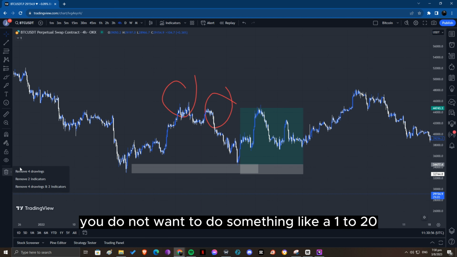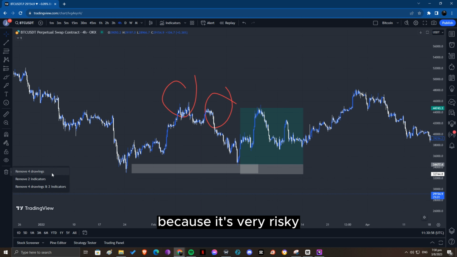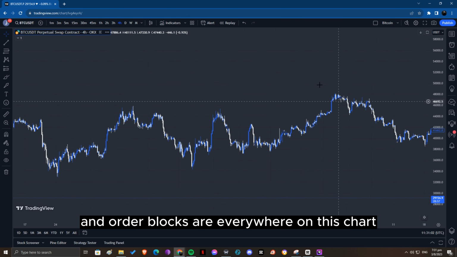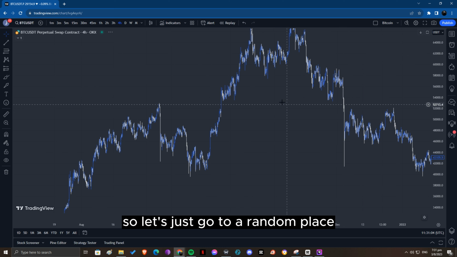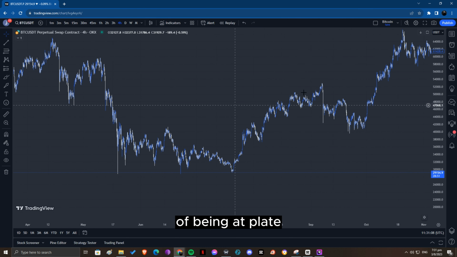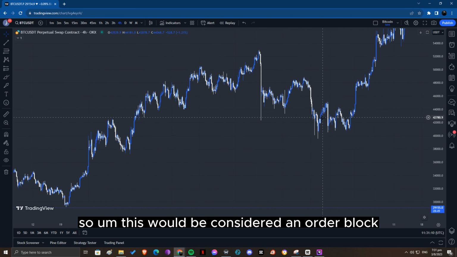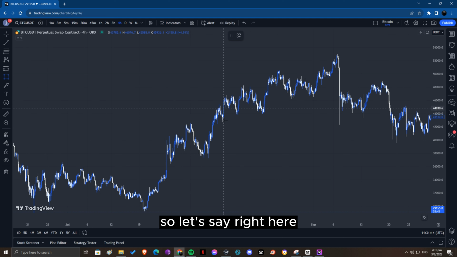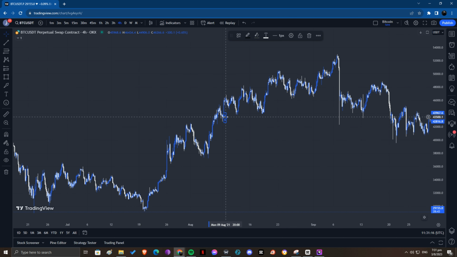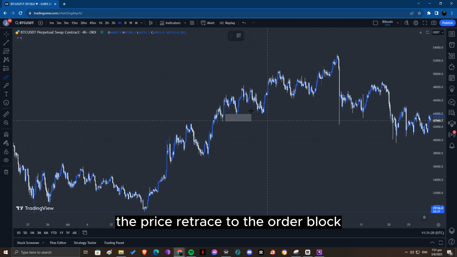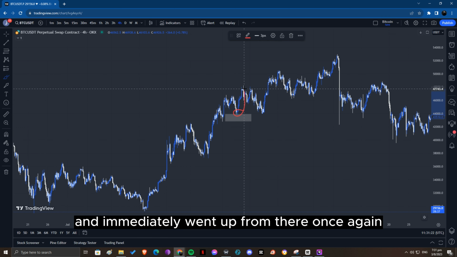But of course, you do not want to do something like a 1 to 20 because it's very risky. And order blocks are everywhere on this chart, so let's just go to a random place and pick an example of an order block being at play. So this would be considered an order block. Let's say right here we did have an order block. Okay, order block number 1, the price retraced to the order block and immediately went up from there.